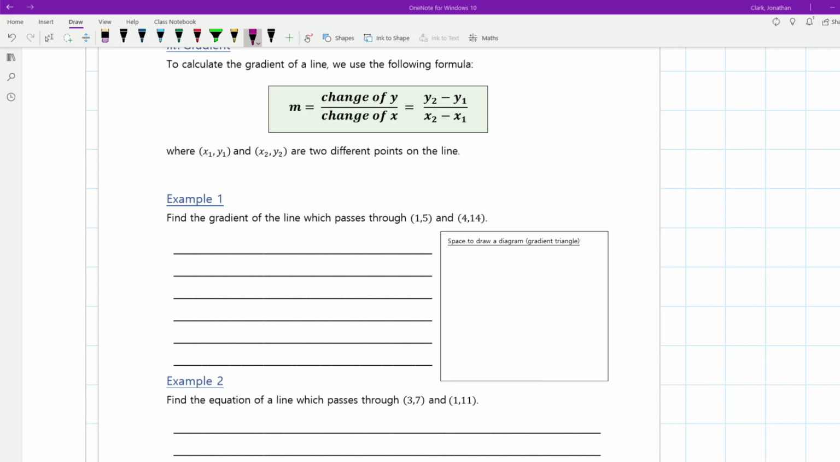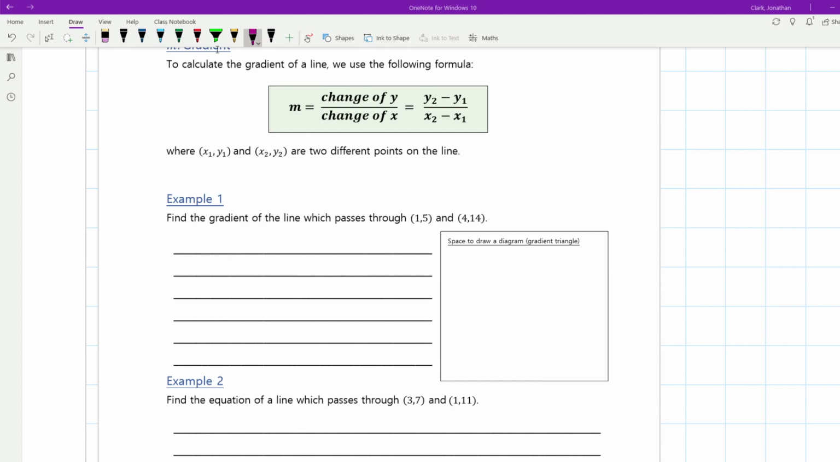Hello once again. I wanted to make a little video with just the first one or two examples in the notes, so everyone finds their footing okay with the start of the straight line notes. We're going to talk about the gradient formula initially.